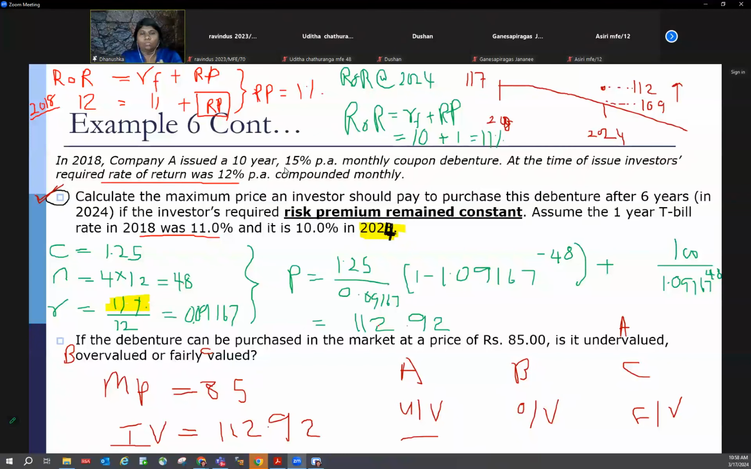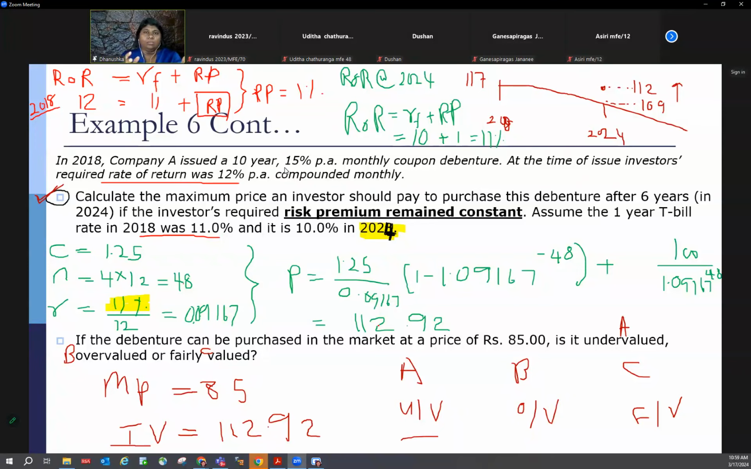Therefore, what does my intrinsic value tell me? To justify the return that I want, or to justify the risk that I'm taking, the maximum price I'm willing to pay is this 112.92, the present value of my future cash flows, discounted at my required rate of return, which reflects the risk that I'm taking.